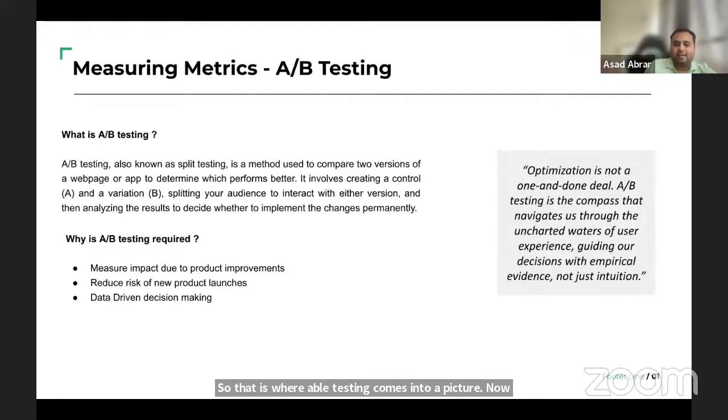Now, A/B testing measures impact. It also reduces risk in new product launches. For example, if there is some risk, you launch it for a very small audience, see what the risk is, and then it helps you with data to make decisions. Let me give you a Swiggy example. Swiggy wanted to change the color of its button from green to orange at one point in time. So we had to do an A/B test to figure out what the impact is. And then we saw that the orange one gives a better conversion as compared to the green one. And that change was then done.